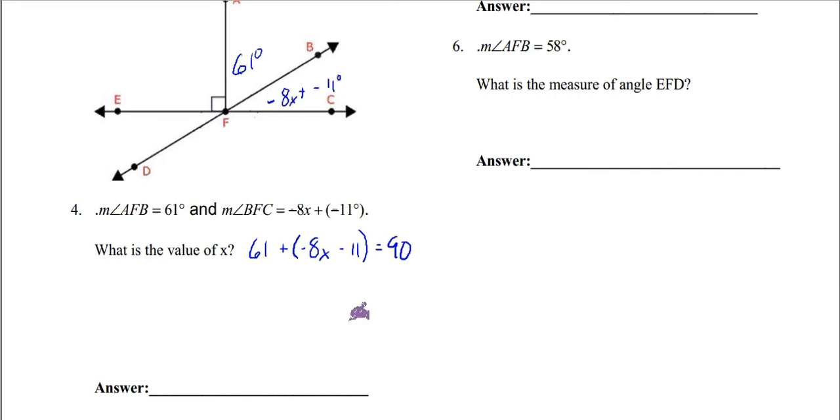You could do it all sorts of different ways. 90 minus 61 is equal to this. You might just figure out that this has to be 29 degrees. So 29 degrees must be equal to negative 8x minus 11, which I'm going to find out right now when I subtract 61 from both sides. Negative 8x minus 11 is equal to 29. I'll add 11 to both sides. Negative 8x is equal to 40. Divide by negative 8 on both sides, and x is equal to negative 5.